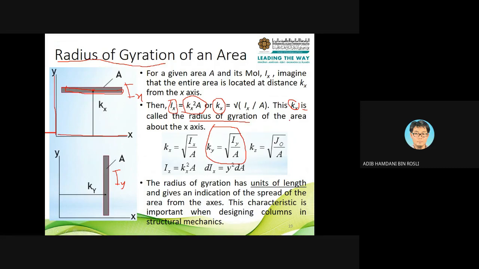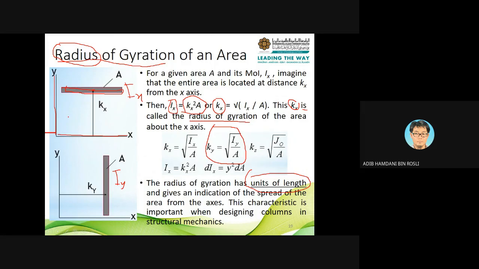Sorry for the noise, the disturbance. As the name suggests, the radius of gyration has a unit of length, right? So what does it imply actually? You can remember this formula and use it, but what does it imply? It implies how much this area is spread from that axis.